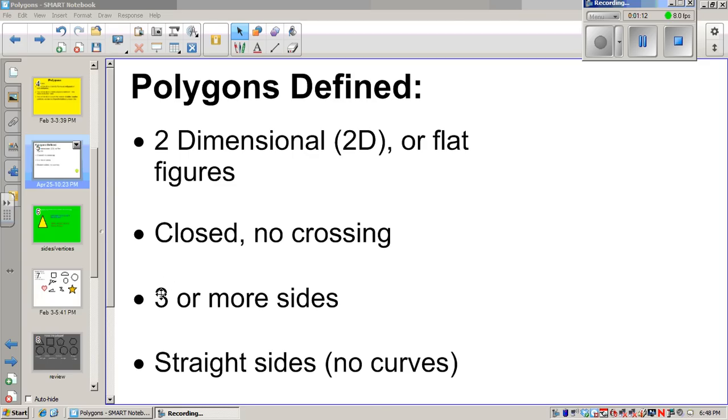The third thing is that they have three or more sides. It's really impossible for a polygon to have fewer than three sides. And then finally, the sides are straight. There are no curves in a polygon. Now let's take a look at some examples that'll really illustrate what I'm trying to say here.